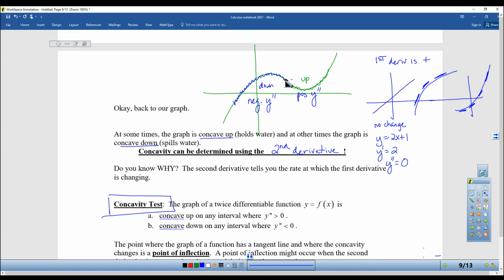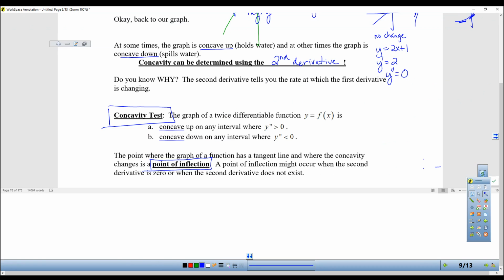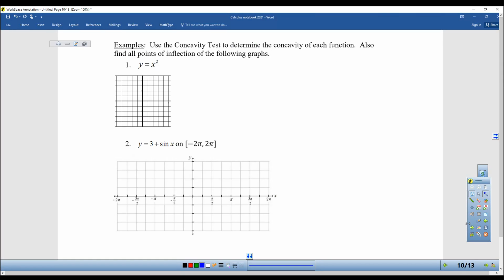And the point right where it happens, where you no longer consider it down and you start considering it up, that's called the point of inflection. A point of inflection might occur when the second derivative is 0, because right there, there's no change, or when the second derivative does not exist. Does that sound familiar? Those are going to be the critical points for this: where the second derivative is equal to 0, and where the second derivative does not exist. We have a couple examples, I think 3, to show you on that.